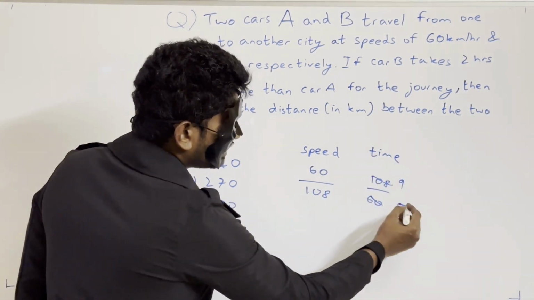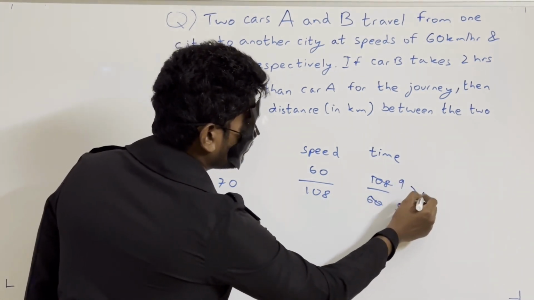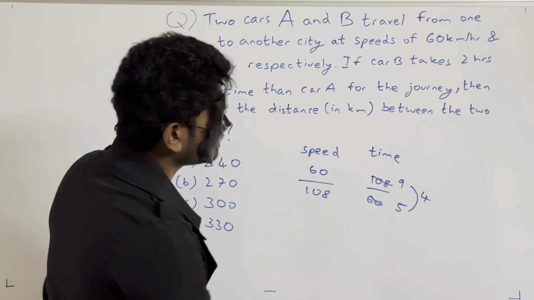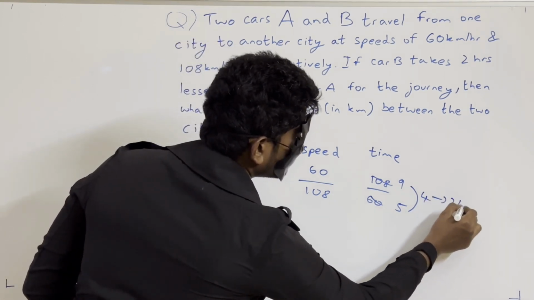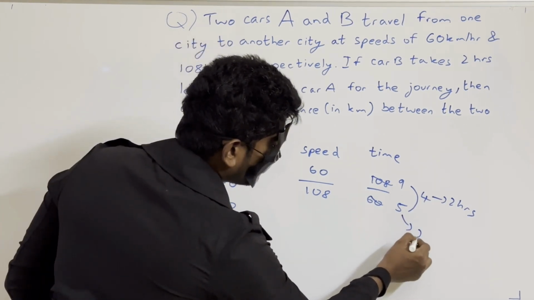Now 9 and 5, right? Now how much more is it? It is 4 more, right? This 4 more is nothing but equivalent to 2 hours. So 4 is equivalent to 2 hours, 5 will be equivalent to 2.5 hours.